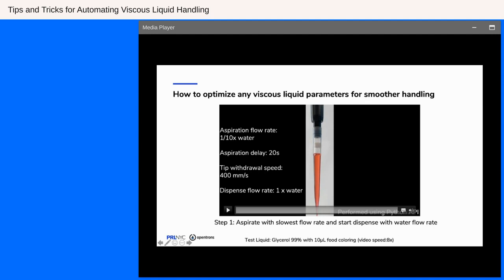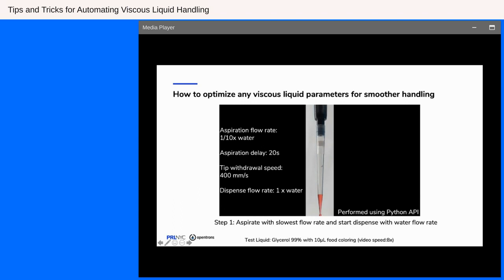Now, let's try to dispense this liquid at the same speed as what we are dispensing water. So what happens is the meniscus is broken immediately, and the plunger has completed its complete displacement. Now we see that some liquid is being dispensed towards the bottom of the meniscus, and the liquid is not completely dispensed out of the tip.